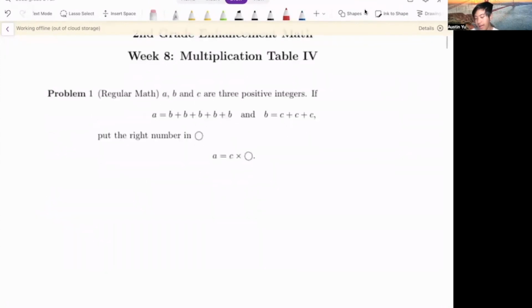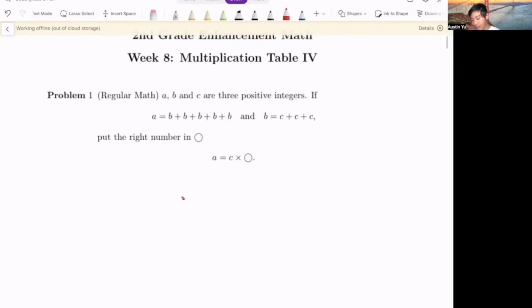Problem 1. A, B, and C are three positive integers. If A equals 5 B's added together and B equals 3 C's added together, then put the right number in A equals C times a number.